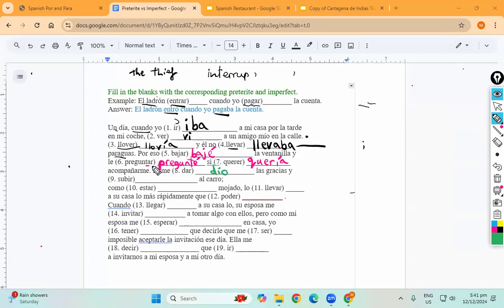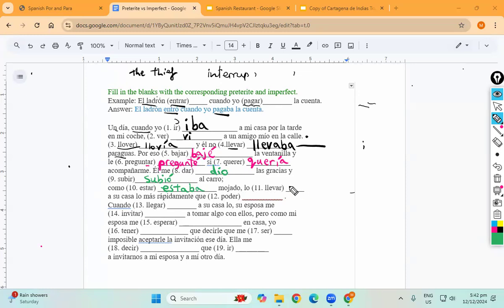He thanked me. No, he got into the car. So subió al carro, right? Como estaba mojado, because he was soaked. So we're describing, right? So I carried him home fastest that I could, right? So carrying him home took a while.